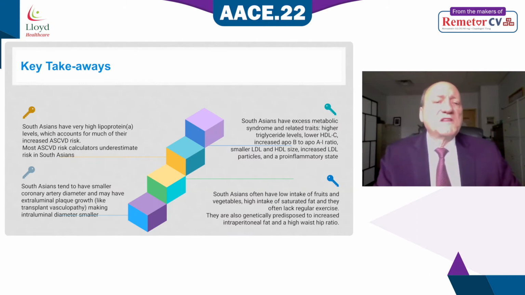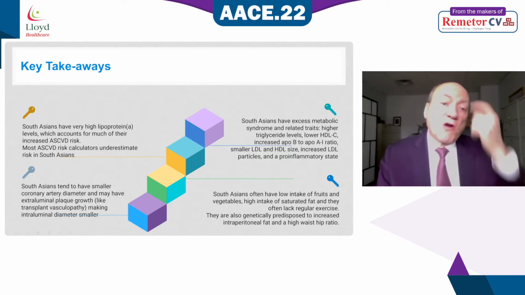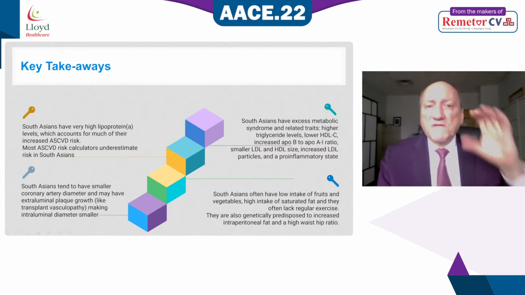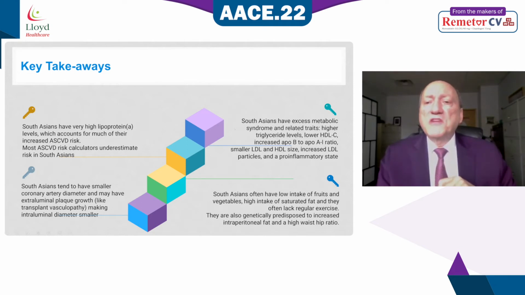So key takeaways: South Asians tend to have very high LP(a) levels on average. That's much of the reason for the increased risk that you know is prevalent throughout the South Asian area. And most of the calculators that we have for ASCVD risk underestimate the risk in South Asians. Please keep that in mind. There are reasons for this, as you see in the lower left. South Asians tend to have smaller coronary artery diameter. They may have other factors that cause them to have smaller intraluminal dimensions.